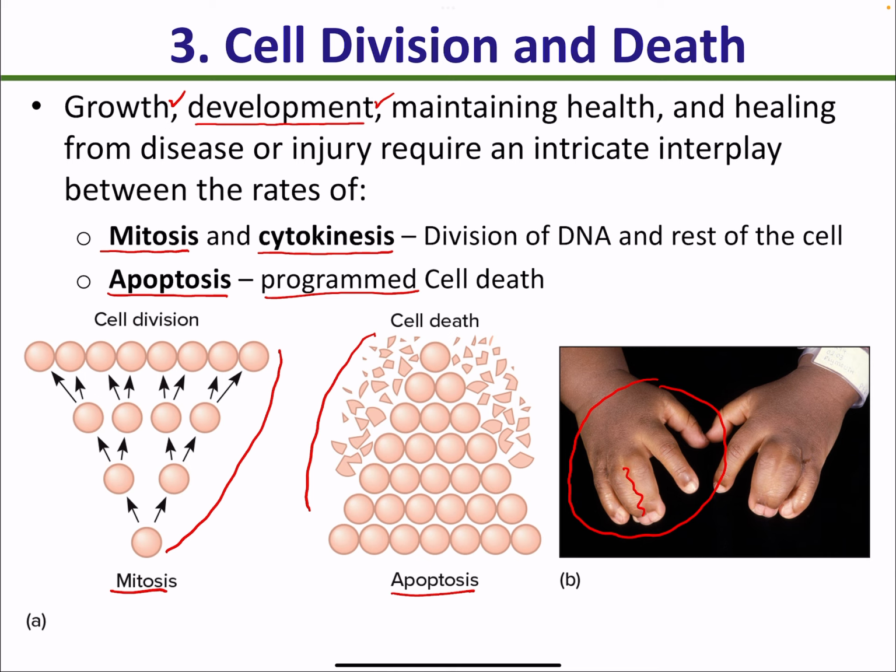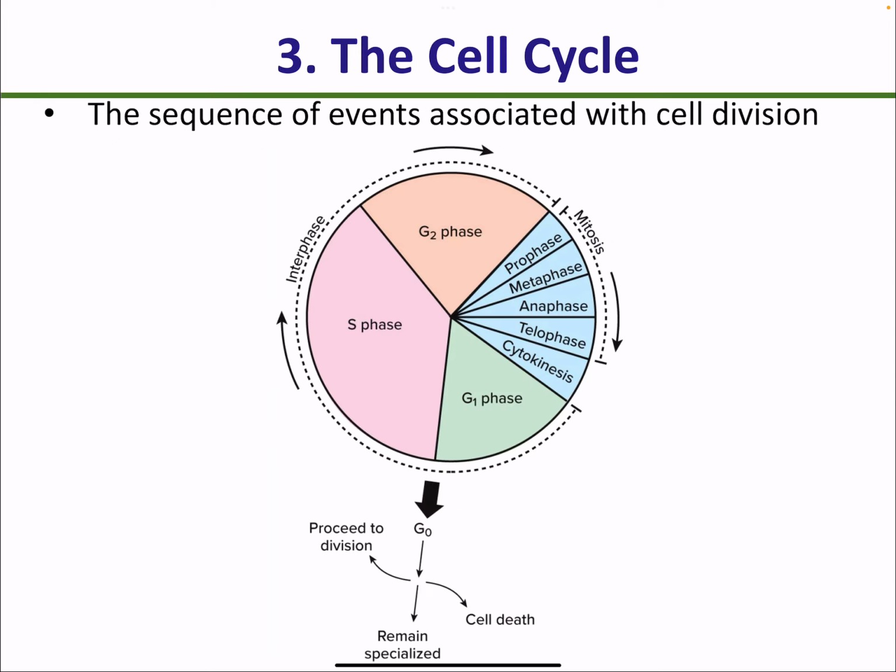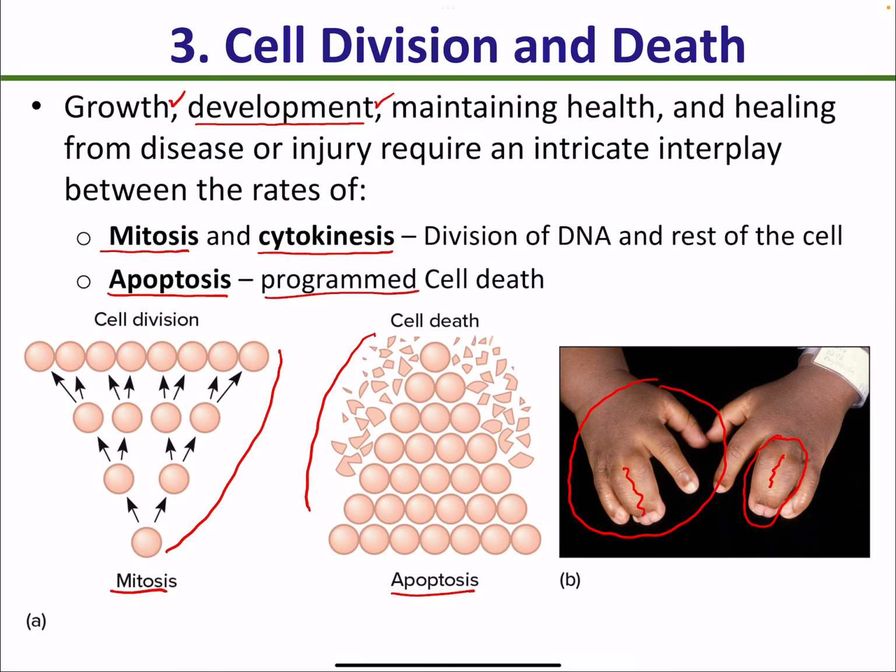When the webbing does not dissolve, then we cannot have separate fingers. As you can see in the case of this baby, we call this condition syndactyly, which is that the fingers are stuck together, right? Apoptosis is the process by which this web right here will disappear, and right here will also disappear, so that the fingers can be individual fingers, right? The same thing applies to toes. Take only this example just to show you how important apoptosis is during the development of humans.